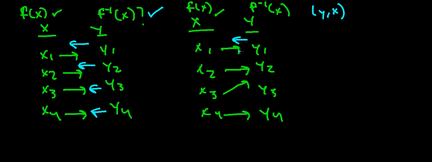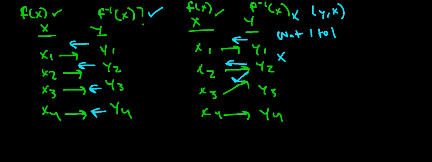So y1 to x1, that's one-to-one, one y, one x, that's fine. But here we have y2 corresponding to x2 and x3. So this is not a function, because we have a y with two x's. It would be as if we had an x with two y's going for our regular function. So this is not going to work. This is not one-to-one. So the inverse of this is not a function.